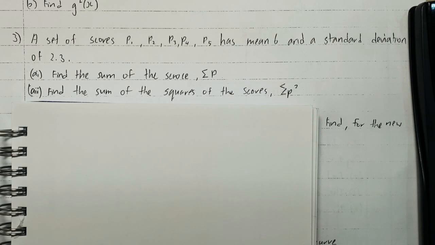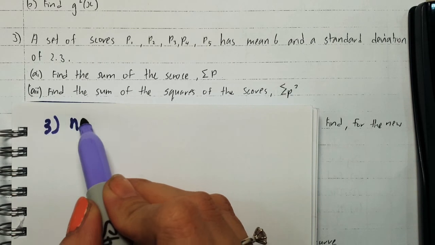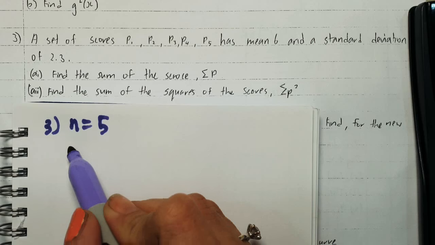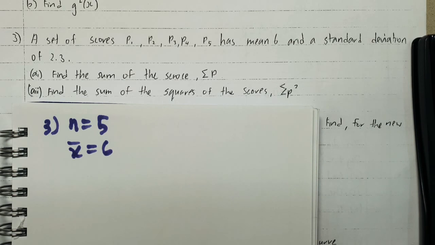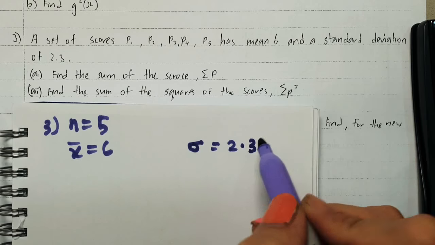Okay, this is question number 3 in paper 2. A set of scores P1 until P5. That means we have 5 data in hand. This set of numbers has a mean of 6, so we have x bar equals 6. Standard deviation is given as well. It is 2.3.